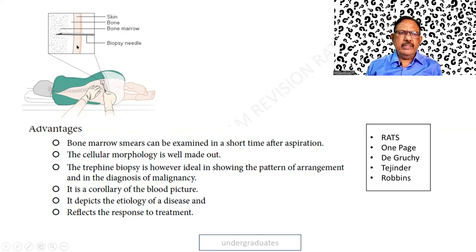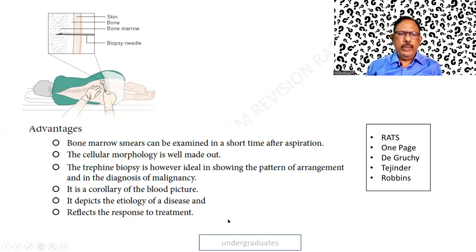So what happens is this is the outer table, and below that there is the marrow. After passing through this outer table, there is a sense of giving in or lack of resistance. That means your needle is in the marrow. After which the stylet is removed, the syringe attached, and aspiration made.